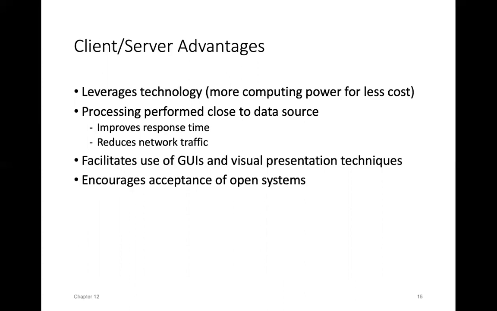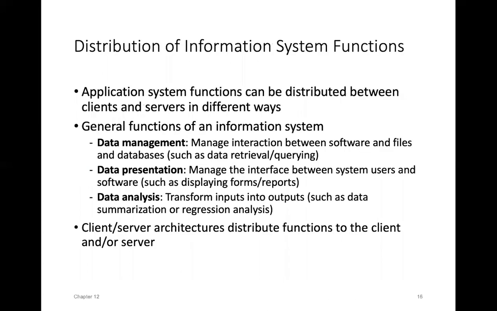Now let's talk about the distribution of information system functions, because this ties into what we're talking about from an application perspective. Application system functions can be distributed between clients and servers in different ways. Client-server architectures represent the way that different application system functions can be distributed. There are several variations, based on these 3 functions of an information system: data management, data presentation, and data analysis. These are very important to note.